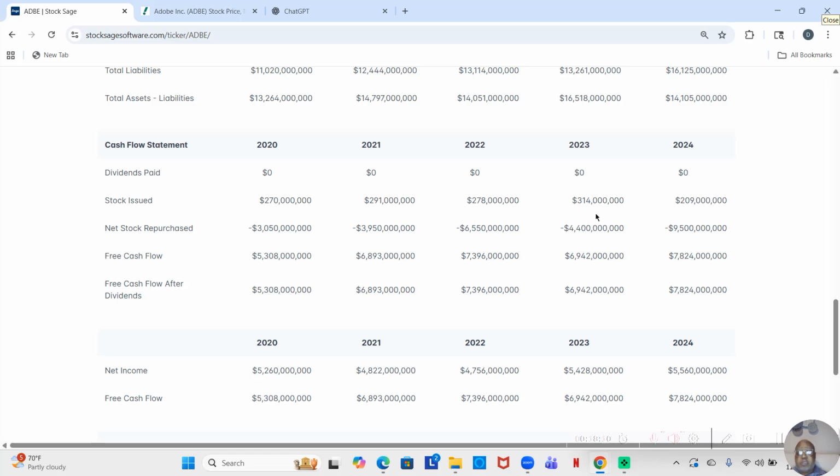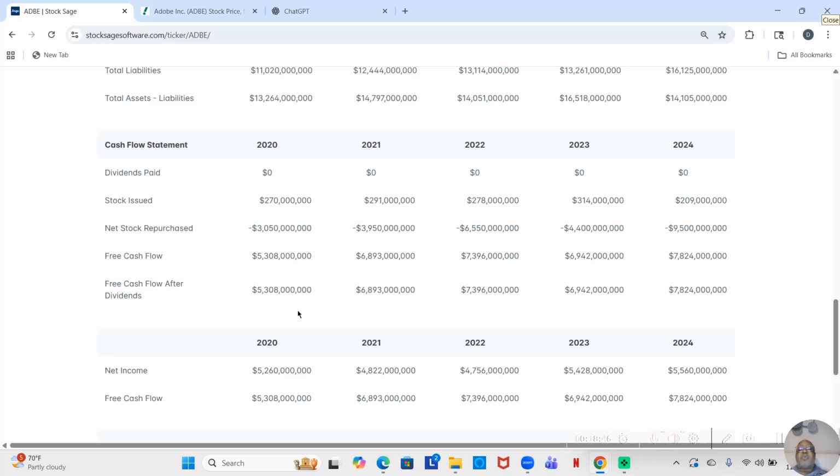2023, they sold 314 million worth. They bought back 4,400 million worth. And in 2024, they sold 209 million worth. They bought back 9,500 million worth. So the company bought back a lot more shares than they sold, which we love.